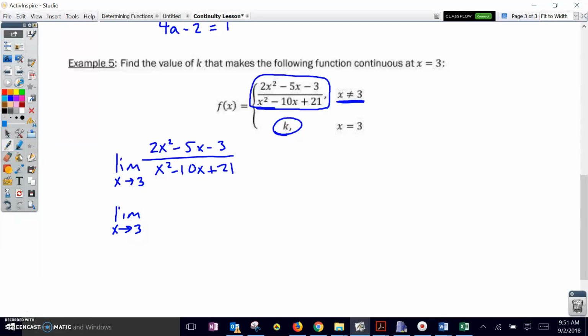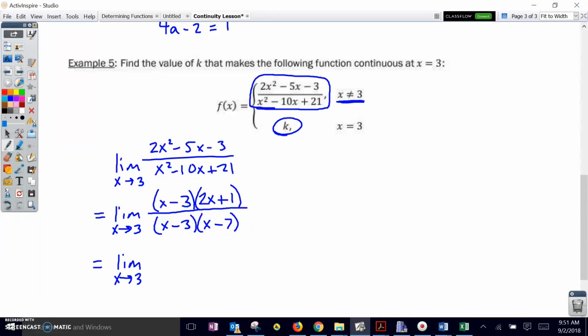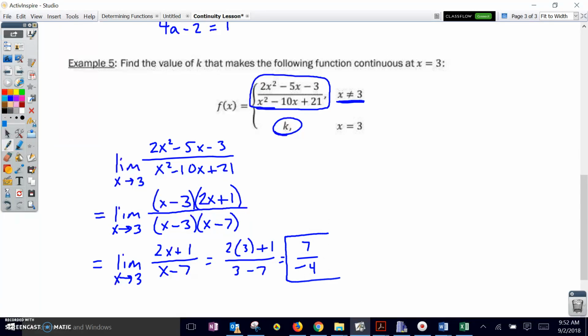This is the limit as x approaches 3. If I tried this by substitution, I would get 0 over 0. So I'm going to go ahead and factor. And I factor both the numerator and the denominator. So this is equal to the limit as x goes to 3 of 2x plus 1 over x minus 7. It's going to be 2 times 3 plus 1 over 3 minus 7. That's going to be 7 over negative 4. And so that's the value of k that's going to make that function continuous.